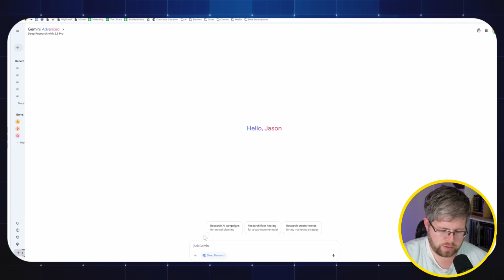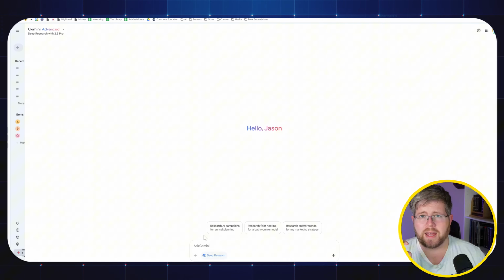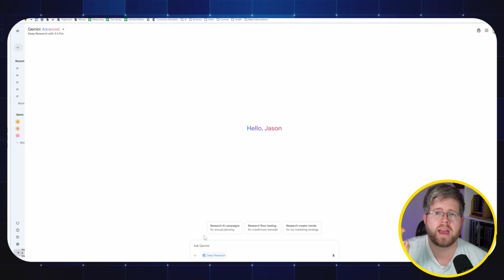So what we're going to do is pick a very niche genre and have it give us information about that genre so we can study the genre. This is something I recommend you do for every genre that you get into. Really study that genre, and deep research is probably one of the best ways to do that, short of actually reading a whole bunch of books in that genre.